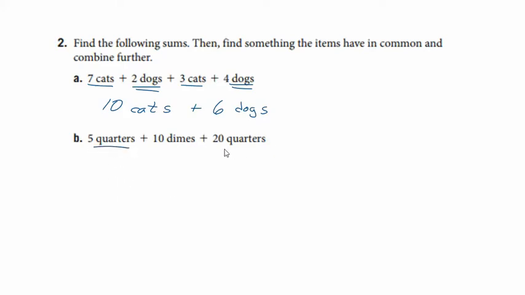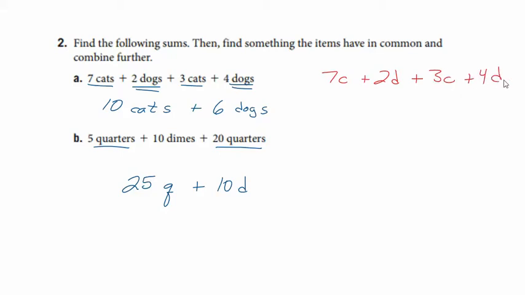Here we've got 5 quarters, 10 dimes, and 20 quarters. So we want to add our quarters together. We've got 25 quarters and 10 dimes. I'm going to abbreviate a little bit here. And actually, I want to go up here and abbreviate this. Let's say I rewrote cats as just C: 7 cats and 2 dogs and 3 cats and 4 dogs. That might be a way to abbreviate that. So I could add my 7 cats and my 3 cats to get 10 cats, and my 2 dogs and my 4 dogs to get 6 dogs.